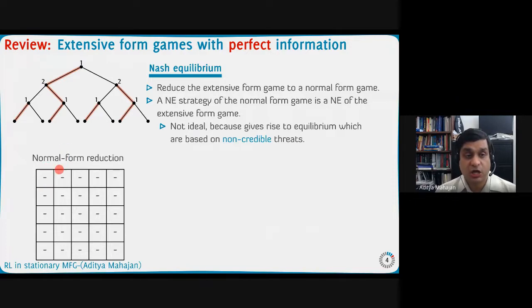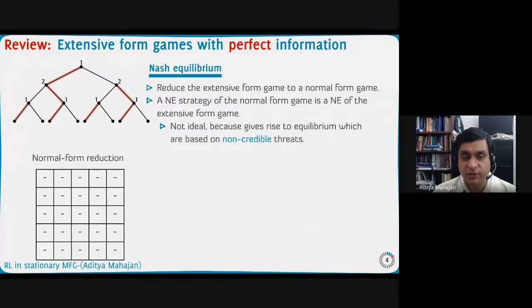This notion is not ideal. And part of the reason is that this gives rise to non-credible threats. So this gives rise to situations where player one is playing at this node and is planning to play this action, and player one can, in the Nash equilibrium, propose whatever it wants to do in these nodes. But if it actually gets to play in this node, choosing this move might not be locally optimal. So player one is making a threat which is non-credible.